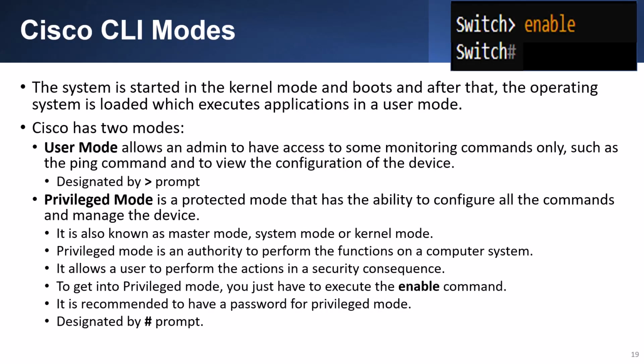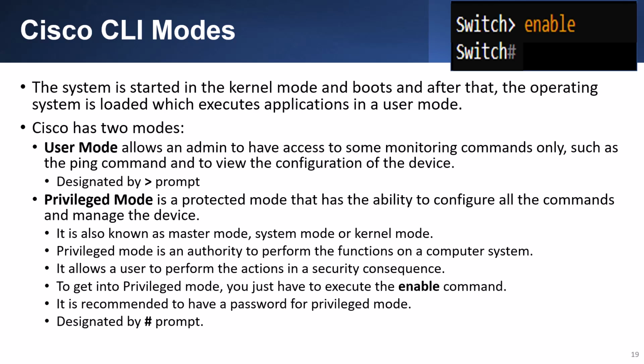The system is started in kernel mode and boots, and after that, the operating system is loaded, which executes applications in user mode. Cisco has two modes. User mode allows an admin to have access to some monitoring commands only, such as the ping command, and to view the configuration of the device. It is designated by the greater than sign prompt.